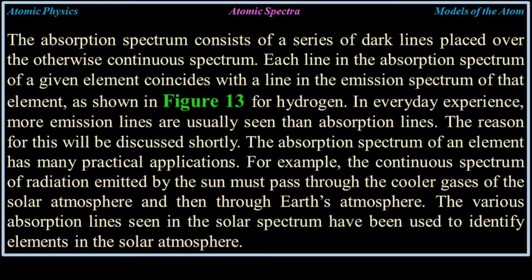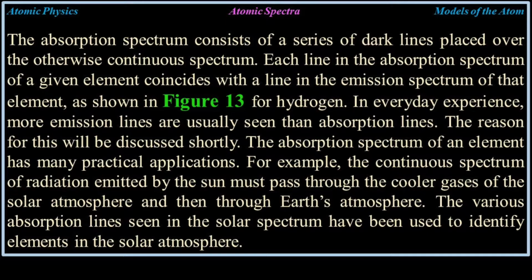Each line in the absorption spectrum of a given element coincides with a line in the emission spectrum of that element, as shown in figure 13 for hydrogen. In everyday experience, more emission lines are usually seen than absorption lines. The reason for this will be discussed shortly.